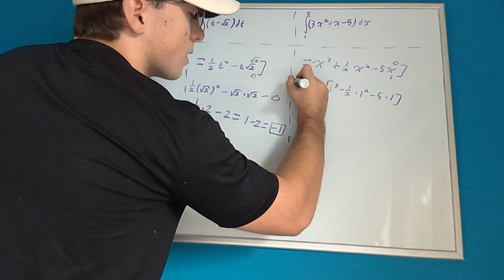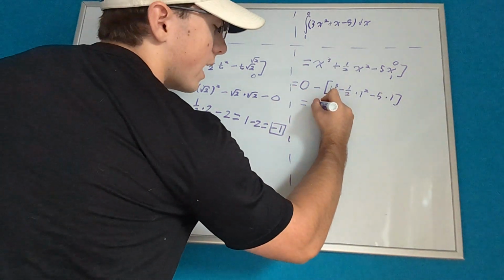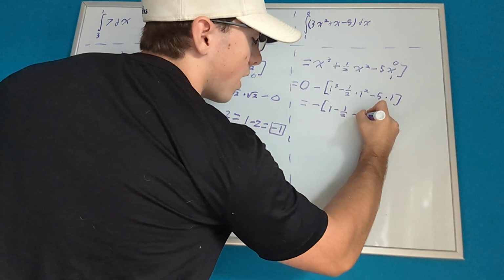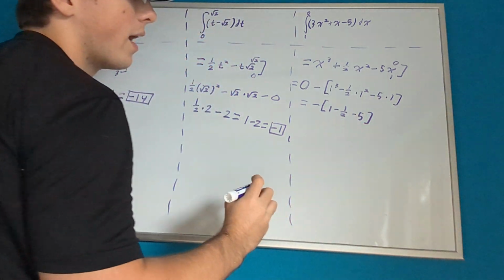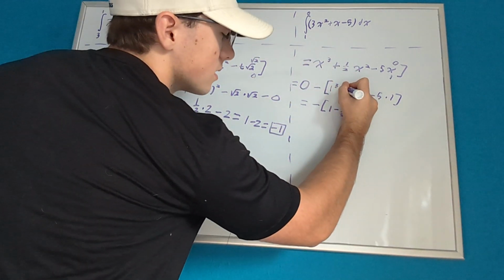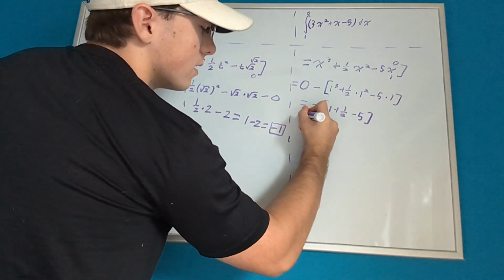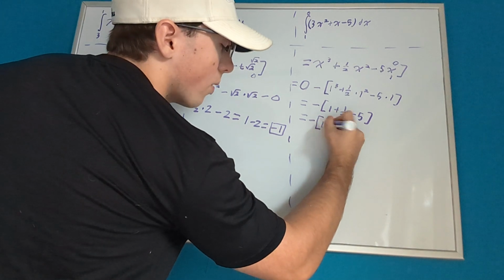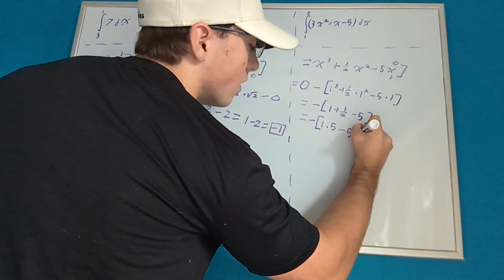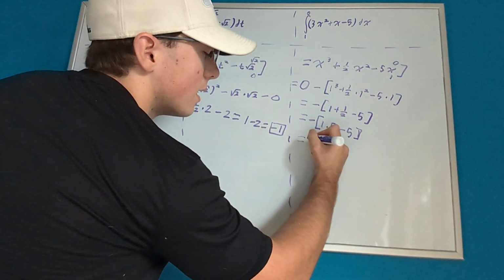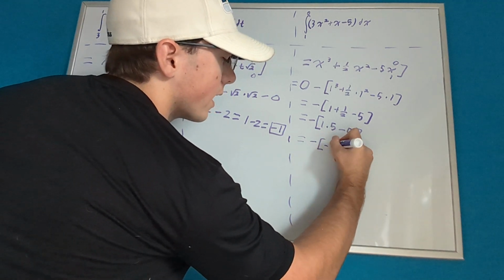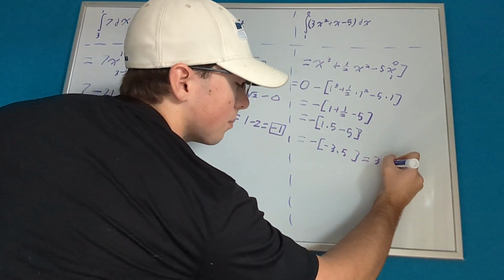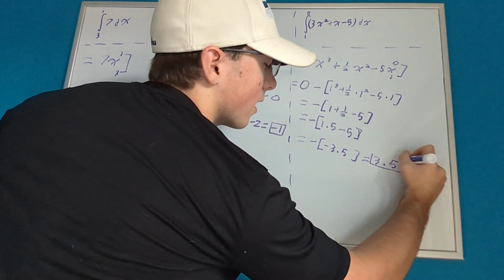Then this equals, let me not forget the equal sign, negative, this will be 1 minus 1/2 minus 5. Sorry, I'm not sure why I wrote minus, this is plus. Then this will become 1.5 minus 5, and this will become negative 3.5. And that is our final answer.